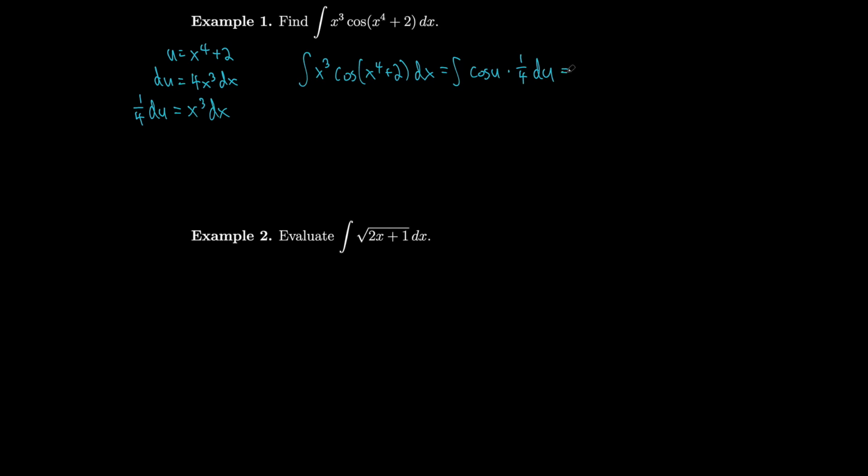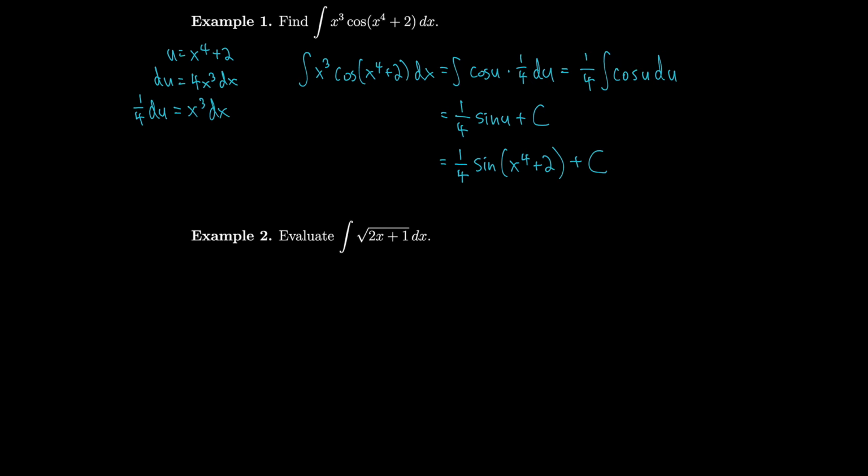So let's keep going now. We'll take out our 1/4. So we have just 1/4 times the integral of cosine of u du, which is 1/4 times sine of u plus c. But our integral was in terms of x, not u. So we have to finish up by substituting back for what u is equal to, so that our answer is just in terms of x. So we replace u with x to the 4th plus 2, because that's what we said u is equal to, and we don't forget our plus c.